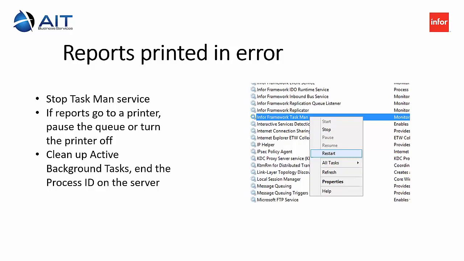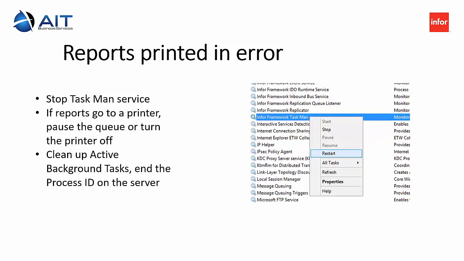First, if your reports are going to a printer and wasting paper, you can simply turn the printer off or pause the printer queue on the server. Next, you can elect to stop the taskman service to prevent new tasks from being created. I would also like to make note that this will affect all other tasks or reports that are running at the time. So you can make that decision on a case-by-case basis. With the printer and the taskman service stopped, you can now proceed to clean up any of these active background task records that are still in a waiting status. Clear your printer queue, printer back on, it should be good to go.